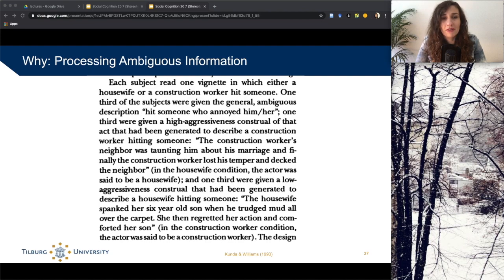In 1/3, we're given a low aggressiveness control that had been generated to describe a housewife hitting someone. The housewife spanked her 6-year-old son when he trudged mud all over the carpet. She then regretted her action and comforted her son.